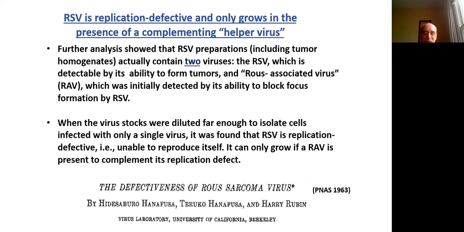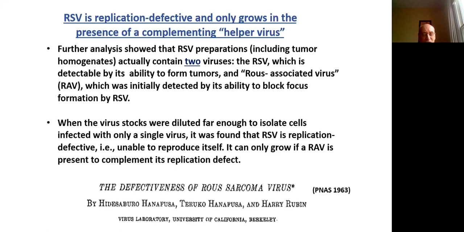Obviously, when it was learned that this stock is actually a mixture of two viruses, it was important to sort things out. What are the two viruses? What are their respective properties? And so by diluting the virus stock to the dilution endpoint, it was possible to isolate cells infected with only one of the viruses.